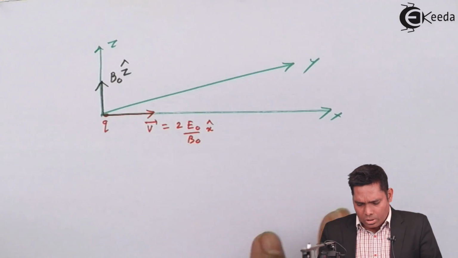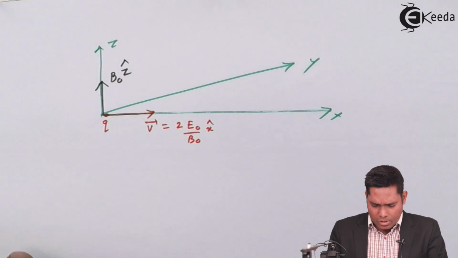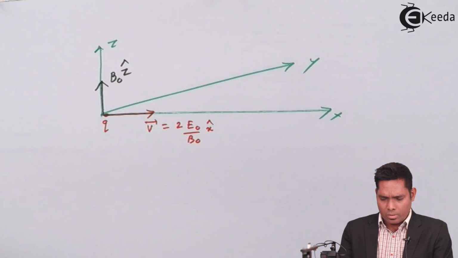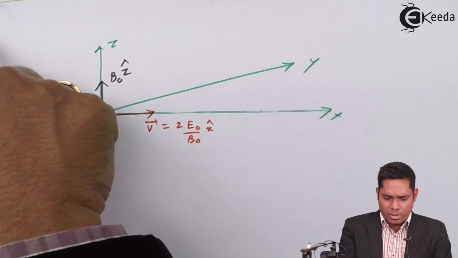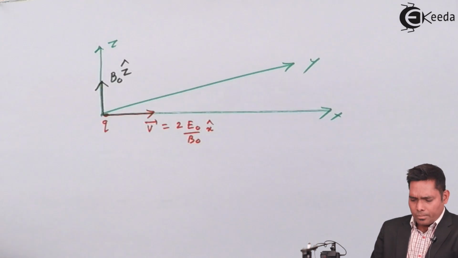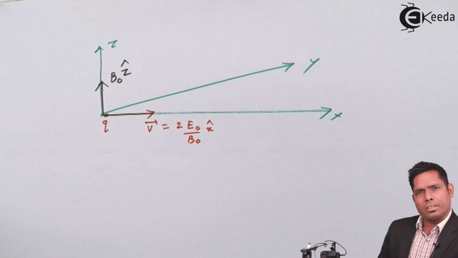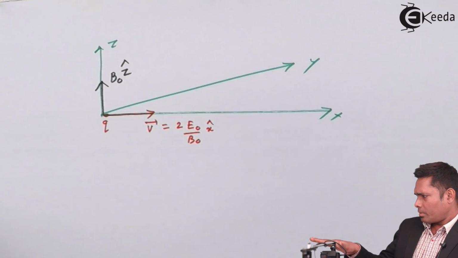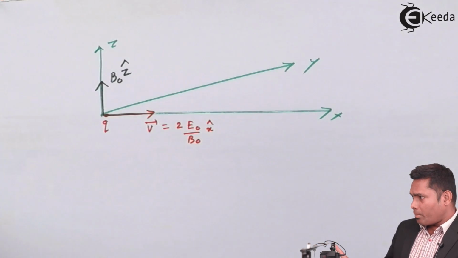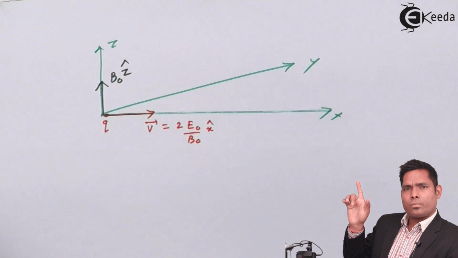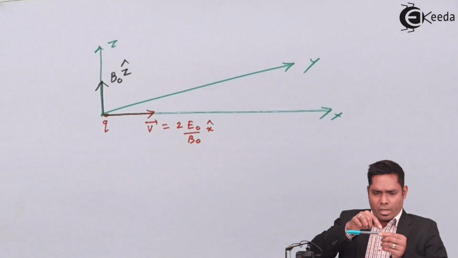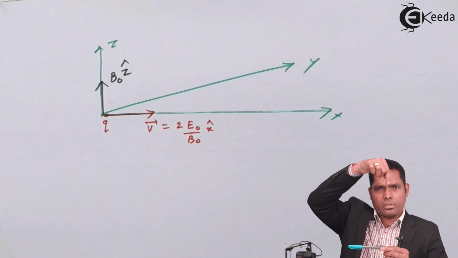So if I consider this as X, this as Y and this as Z from here. Velocity is in the X direction, magnetic field in the Z direction, with no mention of the Y direction. But if only the magnetic field is applied, then QVB is in this direction and the magnetic field is in the upward direction.